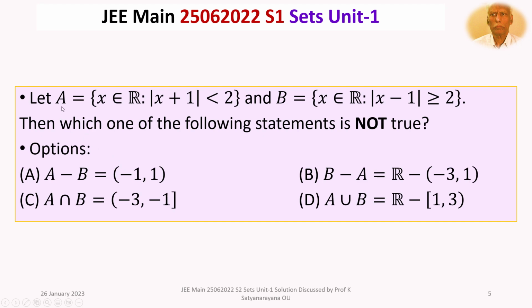We are given a set A, the set of all those x belongs to R such that mod of x plus 1 is less than 2. And the set B is the set of all x belongs to R such that modulus of x minus 1 is greater than or equal to 2. Then we have to find that statement which is not true. For that purpose, we have to compute A minus B, B minus A, A intersection B, A union B. That means three of them are true and one is false, and we have to find the statement which is not true.